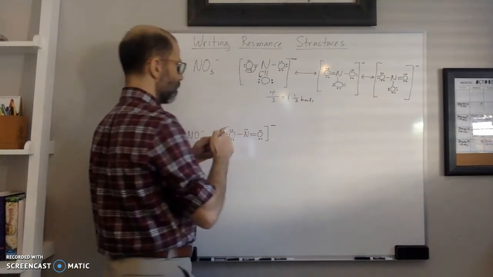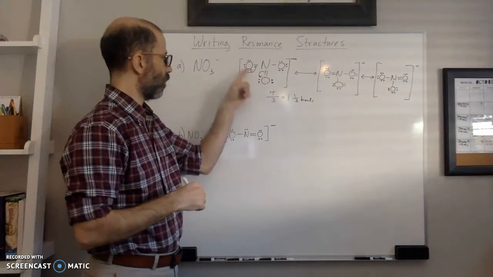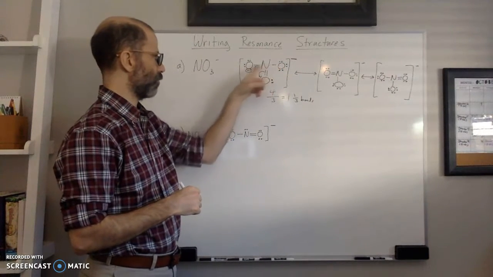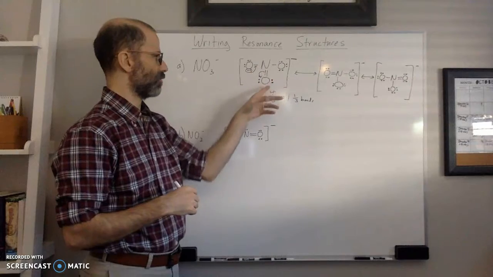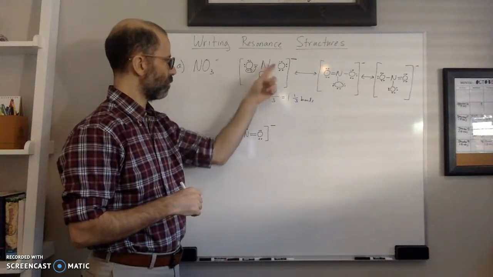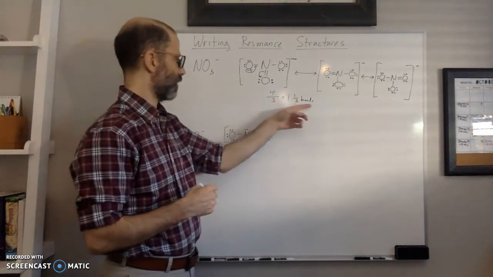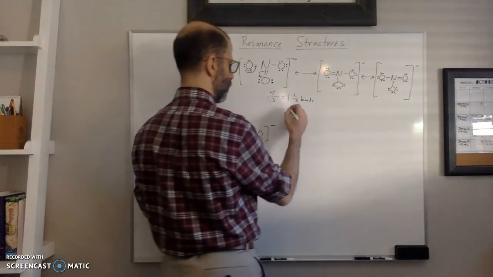Since these are all equal atoms, they're all oxygen, the bonds are either going to be double or single bonds between nitrogen and oxygen. So they're all going to be equal bonds. So the average gives them a bond. This is called bond order.